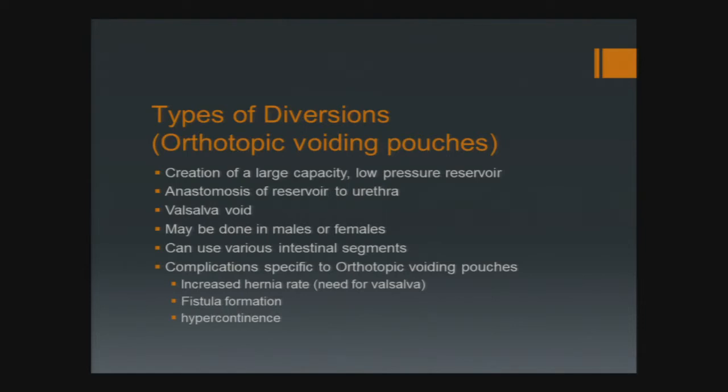So the next one I wanted to talk about is an orthotopic voiding pouch. So you create a large capacity low pressure reservoir and anastomose that reservoir to the urethra. Most of these patients actually Valsalva void, although there are reports of some people being able to use their bowel to void. It can be done in men or women, with various intestinal segments, and there are some complications specific to orthotopic voiding pouches. That need to Valsalva can increase the hernia rate in these patients. There's also fistula formation, and then especially in women, there's a phenomenon of hypercontinence.